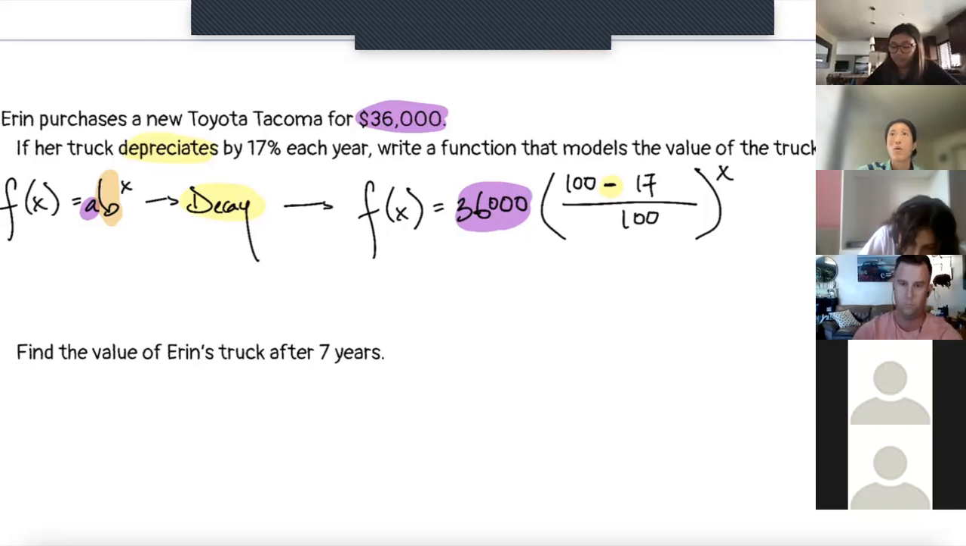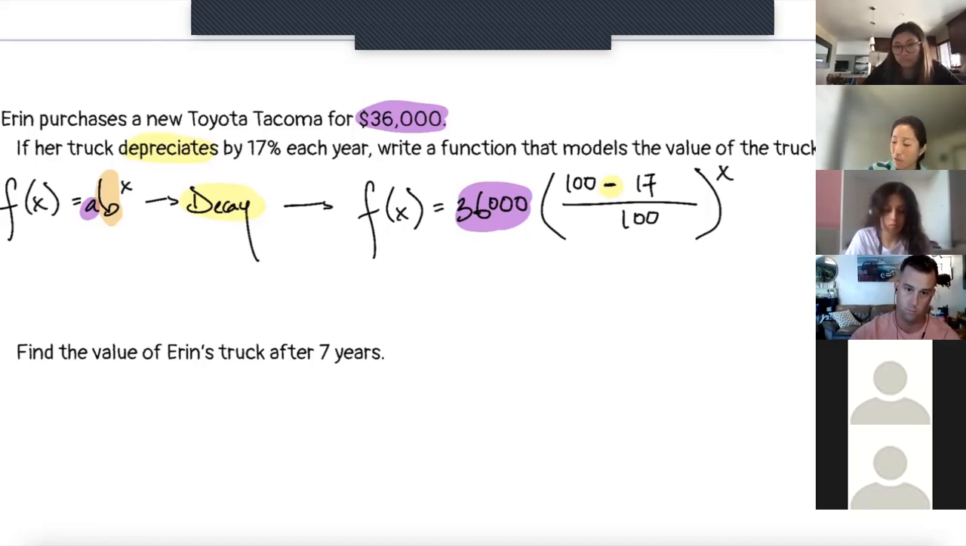And one of my favorite resources for computations and graphing, I'm going to drop a link in the chat right now. That is desmos.com. If you are not familiar with Desmos, it is a fabulous free graphing calculator, but it also does regular calculations as well. Okay.